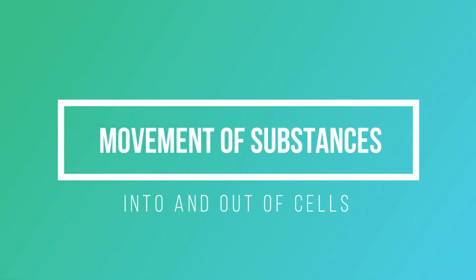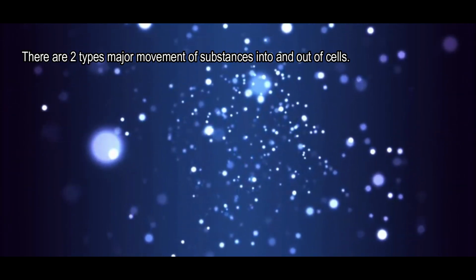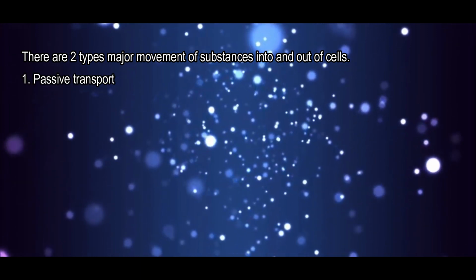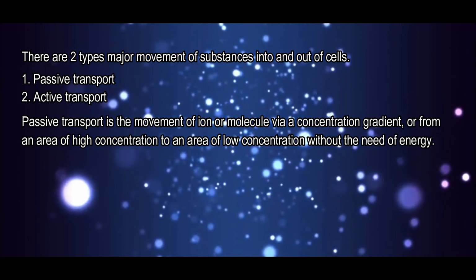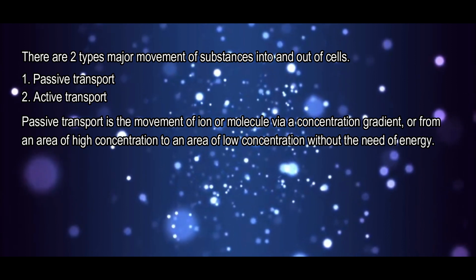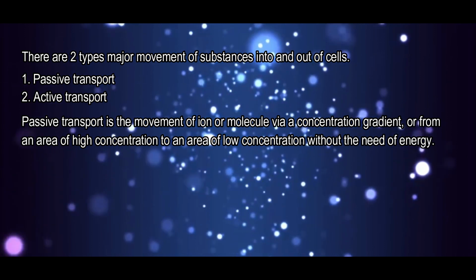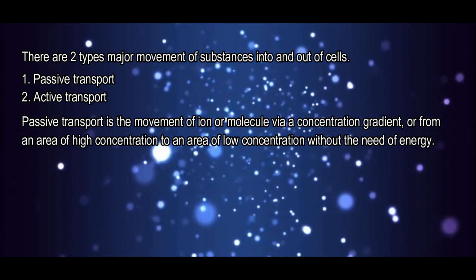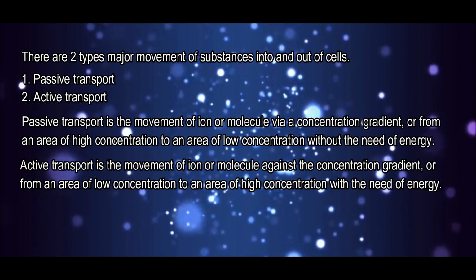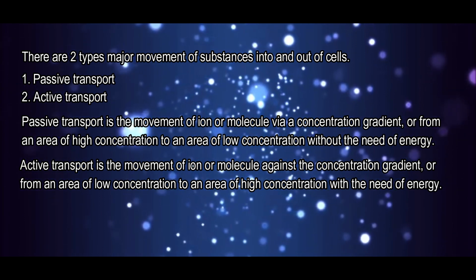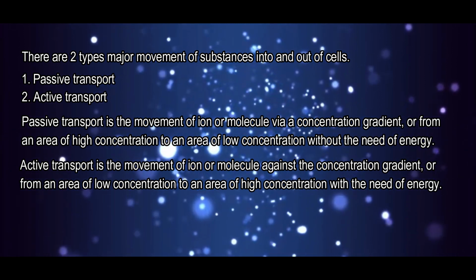Movement of substances into and out of the cells. There are two major types of movement of substances into and out of the cells. First, passive transport. Second, active transport. Passive transport is the movement of ions or molecules down a concentration gradient, from an area of high concentration to an area of low concentration, without the need of energy. Active transport is the movement of ions or molecules against the concentration gradient, from an area of low concentration to an area of high concentration, with the need of energy.